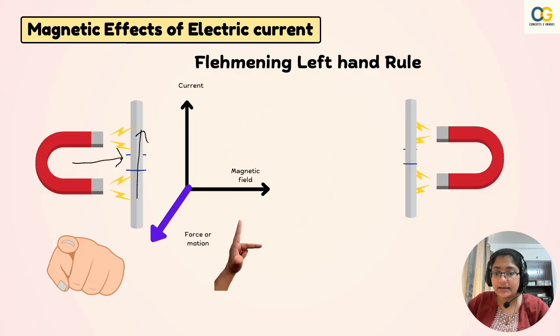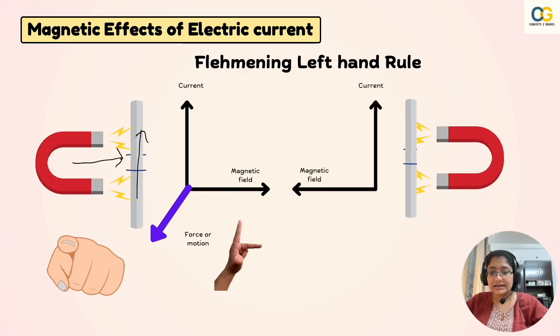Now if I switch the magnetic field to the opposite side, I change my hand, the left hand Fleming rule will change, where the current is given by the pointing finger, the middle finger shows the direction of magnetic field, the thumb shows the direction of motion.